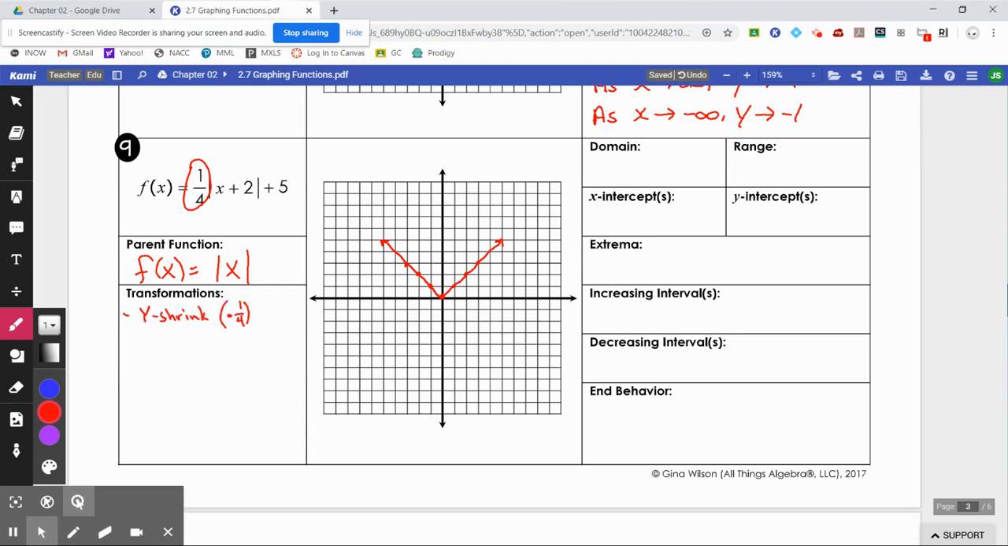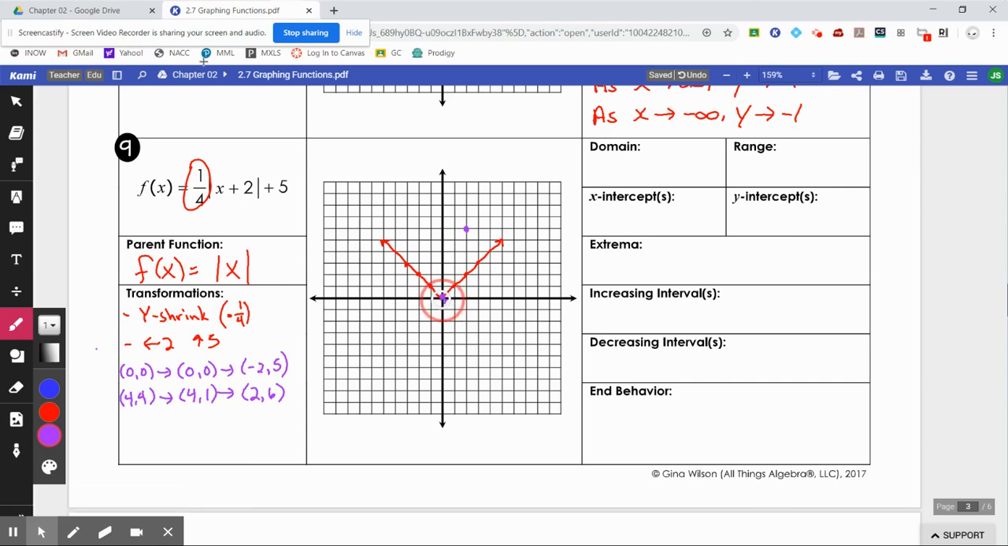Then the +2 and the +5, those are going to be translations. The +2 is going to move it left 2. The +5 will move it up 5. So let's take a couple of points for our original and see what happens. Okay, so here I chose 0, 0, which was my vertex, and I put that in the wrong place. My 0, 0 is actually going to move to, let me erase those. 2, 6 was right. 0, 0 is going to move to negative 2, 5. That's going to be my new vertex.